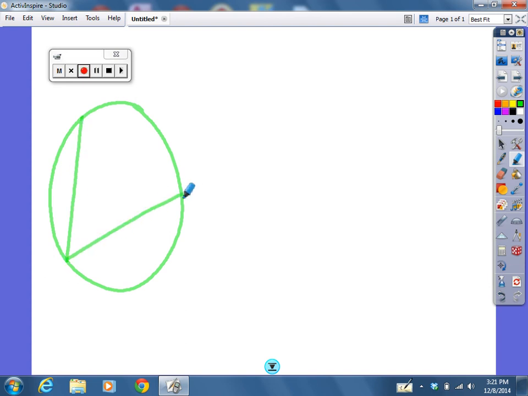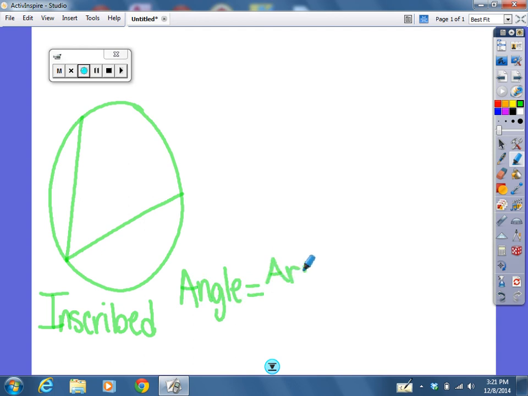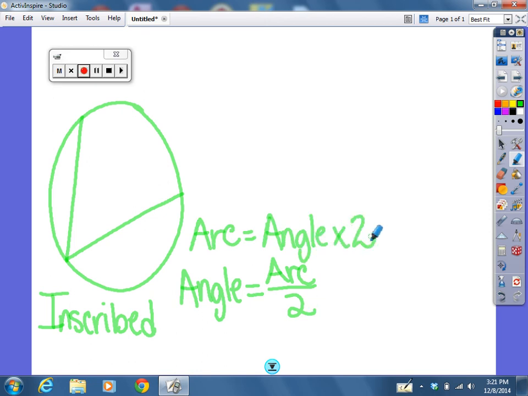It intercepts the circle, and an inscribed angle has a formula that it follows. The formula that we've given you is that the angle is equal to the arc divided by 2. So if I want to look for the angle, I have to take the arc and divide it in half. If I'm given the angle and I want to look for the arc, I take the angle and multiply it by 2. Okay, so it just depends on what you're given.